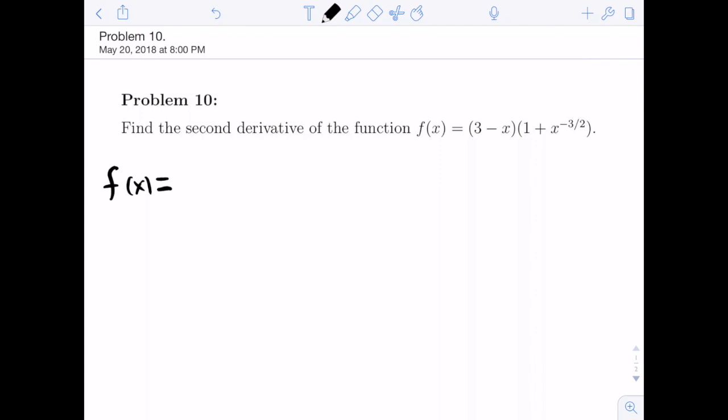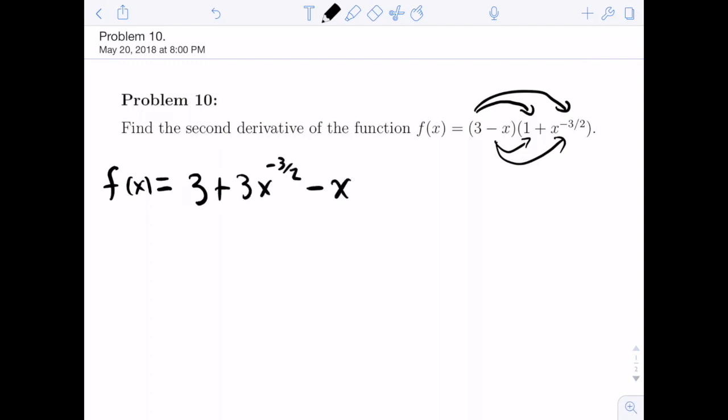Okay, so we can rewrite f by expanding. We'll multiply the 3 in, multiply the 3 there, multiply the negative x and then negative x there. So when we do this expansion, we get 3 plus 3x to the negative 3 over 2 minus x, and then you've got this minus x here. So you have to be a little bit careful.